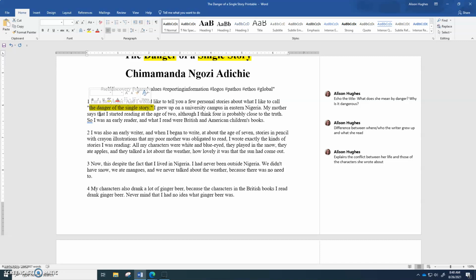So as you are annotating this text, you can print it out, you can write on it, or you can use the tools available in Microsoft Word to annotate as well.